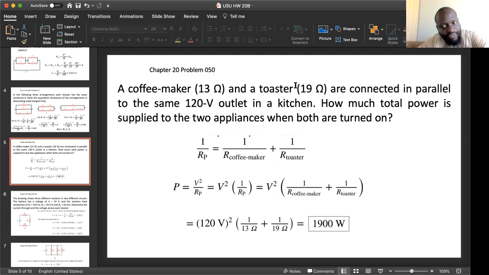So the product divided by the sum, if you like, or you just put it the way it is, like this, for 1 over R parallel. So 1 over R parallel is 1 over R coffee maker plus 1 over R toaster. So power is V squared over R total, which is V squared times 1 over R total. And we already have 1 over R total as 1 over R coffee maker plus 1 over R toaster. So I just put this in here. And then I solve for V given as 120, and I put R coffee maker and R toaster, and I get my answer for power in watts. Okay.